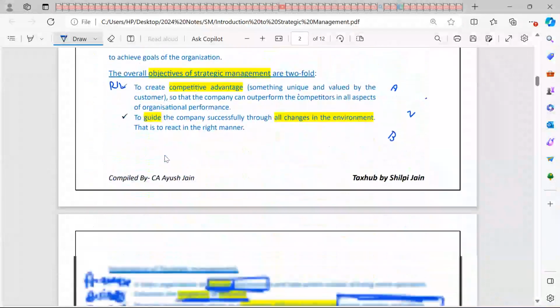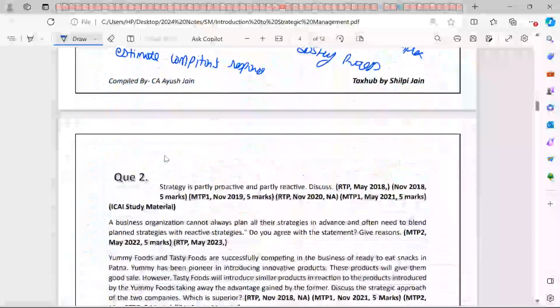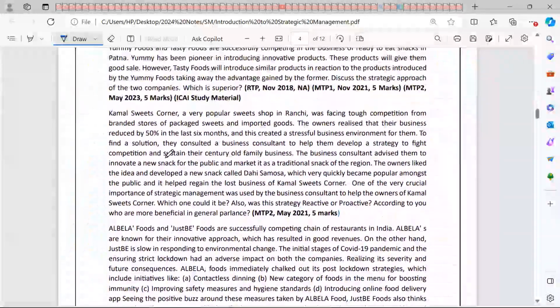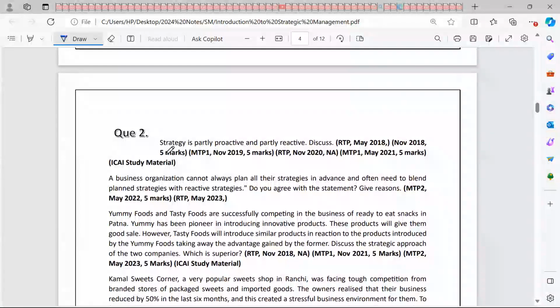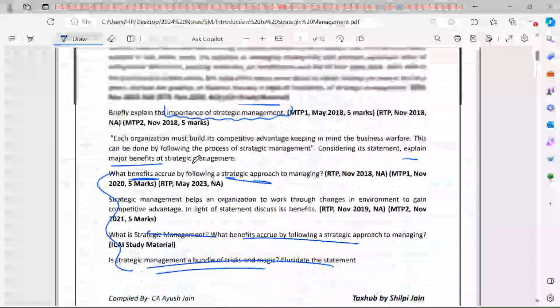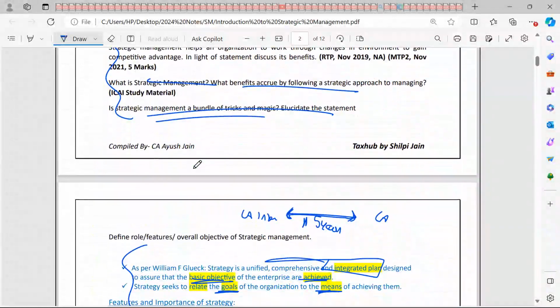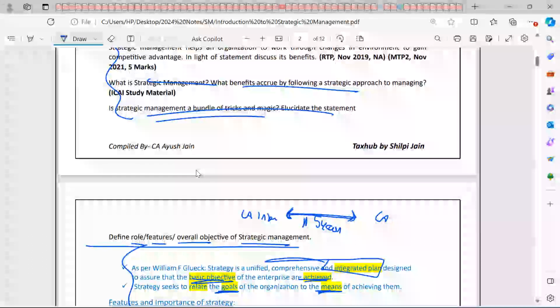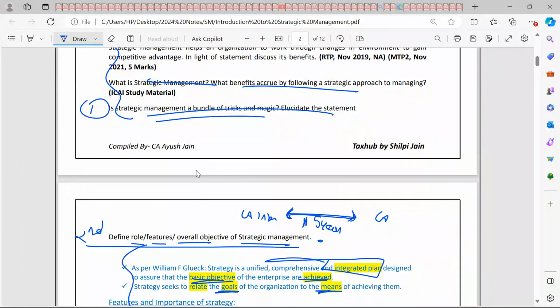These notes will be provided to you by Shilpi ma'am in the group. Is there any problem till now? Just tell me so that we shall jump into the second part. Sir, please tell me the answer about the last question in that question list. Okay. Actually, this is the second part of the question. In the second, discuss the role, features, overall objective of strategic management. This we have already read, right? This is the first line and this is the second line. That means this question is completing here. Okay?